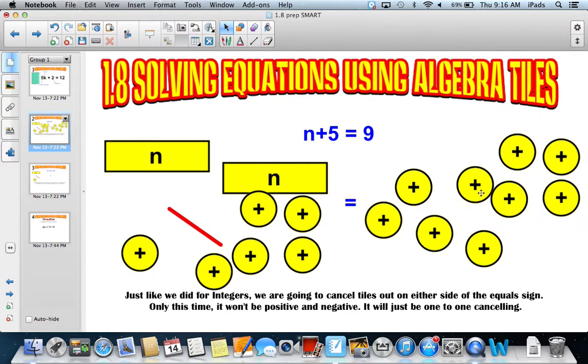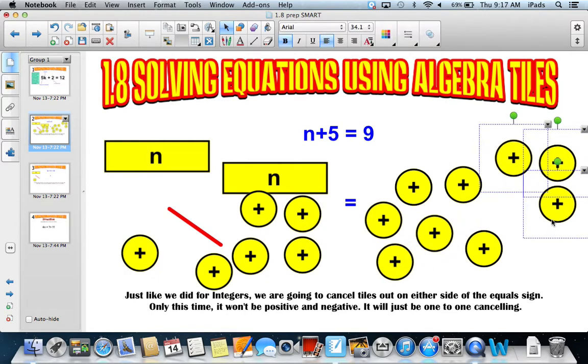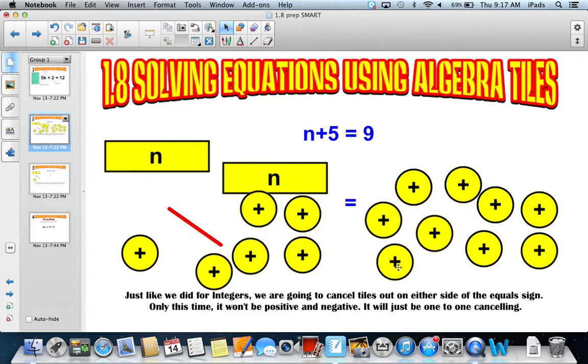Okay, so if we count them up, we have 1, 2, 3, 4, 5, 6, 7, 8, 9 over here. n plus 5 equals 9. And just like we did with integers, we're going to cancel tiles out on either side of the equal sign. The equal sign is kind of like a teeter-totter or a seesaw. It has to balance out on either side. So n plus 5 is equal to 9. So whatever replaces n has to make plus 5 equal to 9.